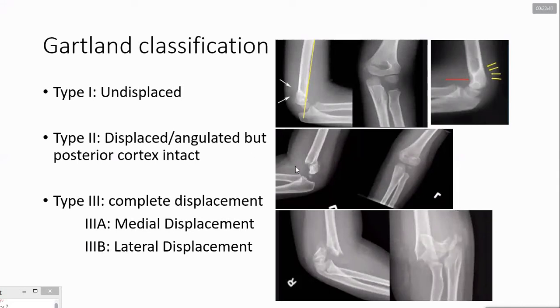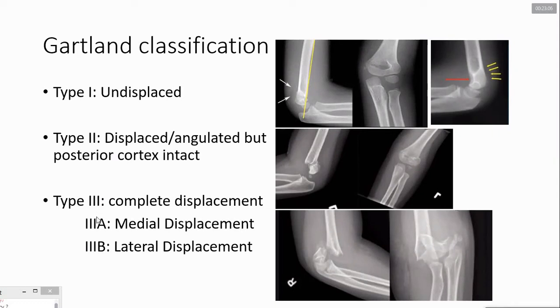This can be treated conservatively with a plaster after getting a closed reduction, but sometimes this can slip. Sometimes it will require percutaneous pinning, operative intervention. The third important one is the complete displacement of the fracture. So you can see with this X-ray, there is absolutely no cortical contact between the two. So it is displaced posteriorly.